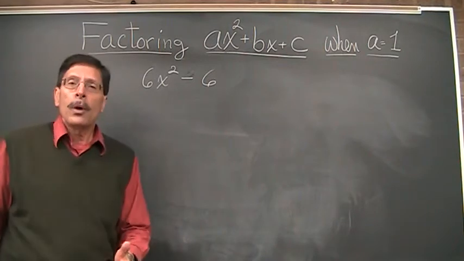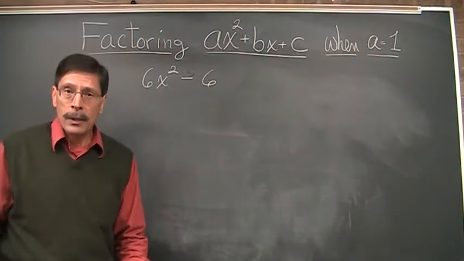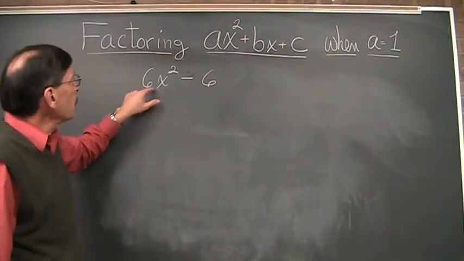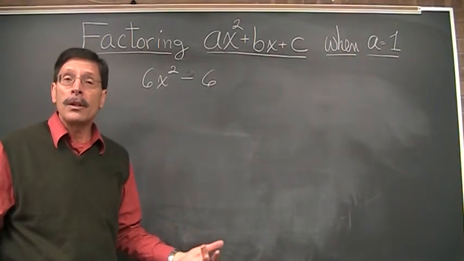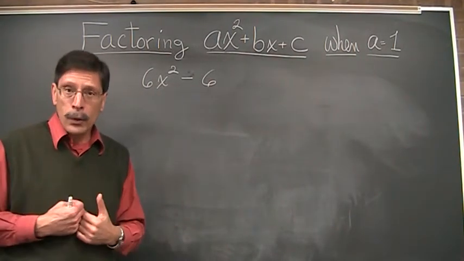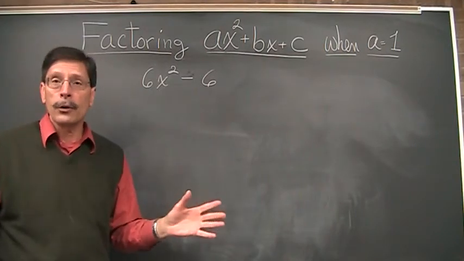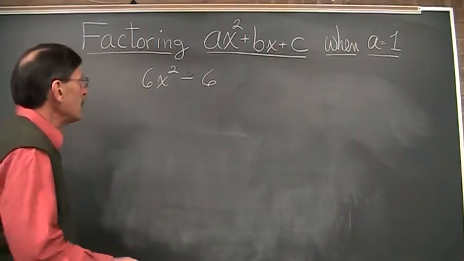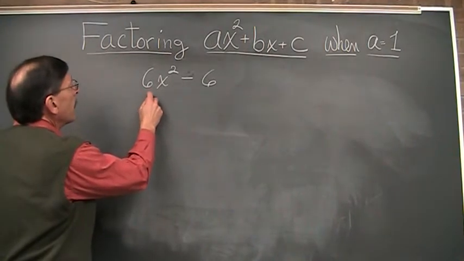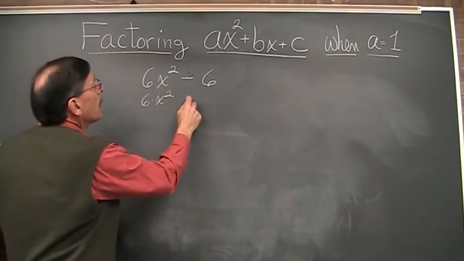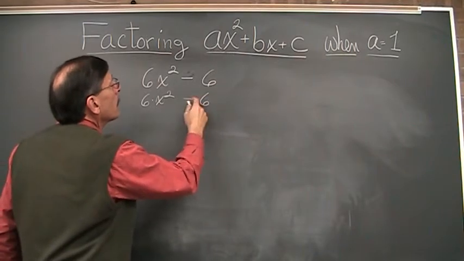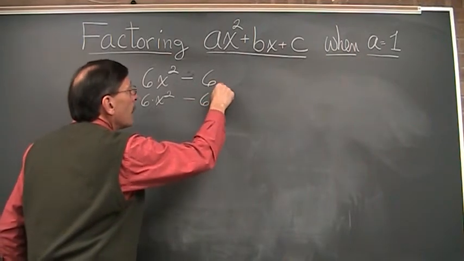The first thing you want to do when you're asked to factor an expression is to take a look at each one of the terms and see if they have a common factor. If they do, factor it out first. It'll make your work considerably easier. Now in this case, notice I have a 6 times x squared, and I have subtracted from that a 6 times 1.